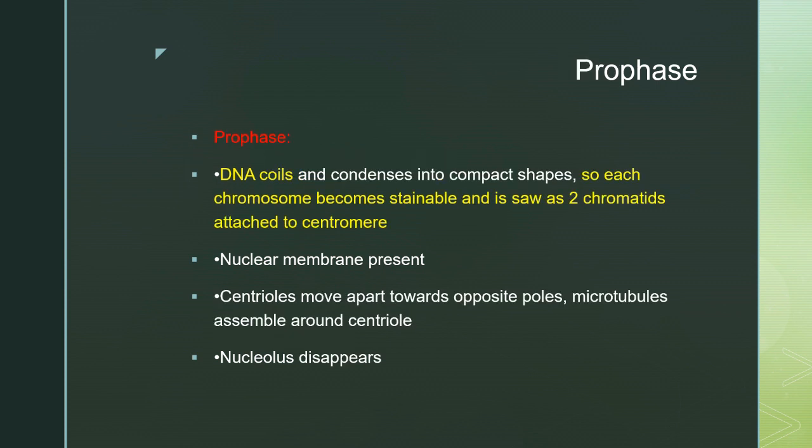Prophase. Prophase comes after interphase, and this is when the DNA will coil and condense into a compact shape. Each of the chromosomes will become stainable, and it still has 2 chromatids attached to a centromere. You'll also see a nuclear membrane, just like in interphase, but you'll see centrioles moving apart towards opposite poles, like north and south for example. The microtubules will assemble around the centriole, and you will no longer see a nucleolus.